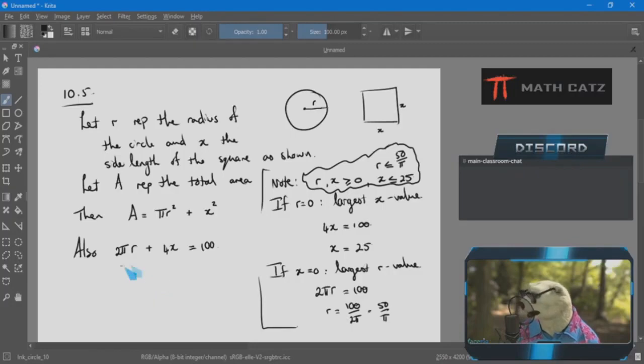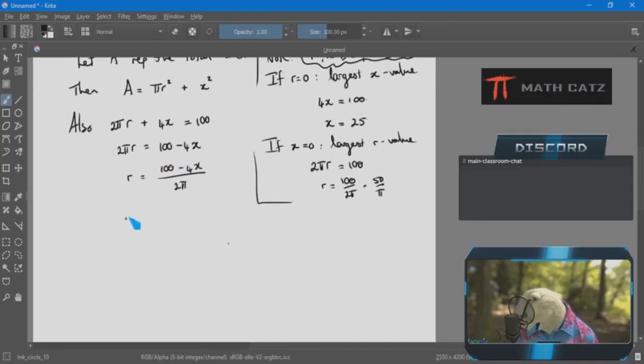Now you can decide which one do I want to eliminate here. Let's go for r, why not? So 2 pi r equals 100 minus 4x. So r equals 100 minus 4x over 2 pi. I could simplify that a little bit more if I really wanted to. And why not? It's not hard to do.